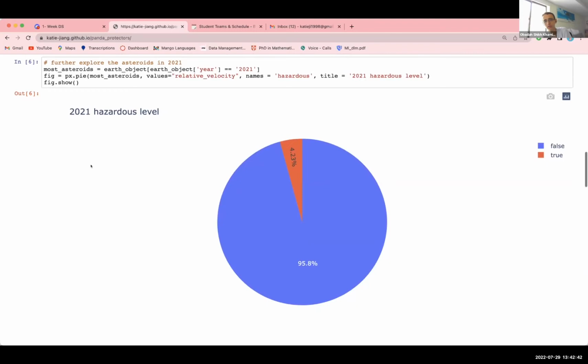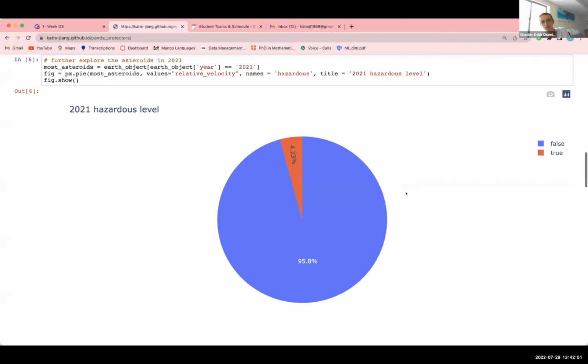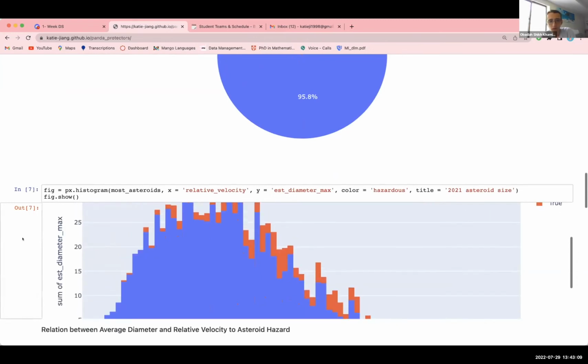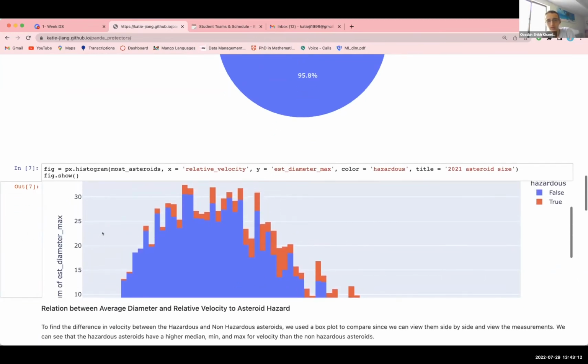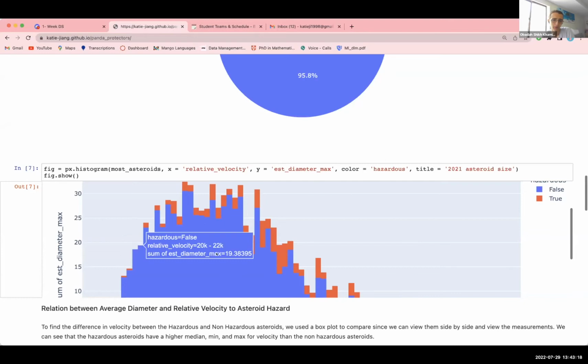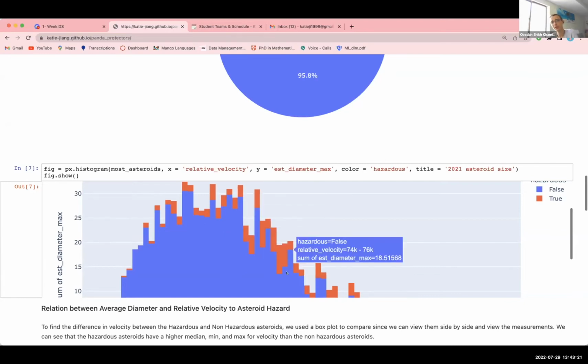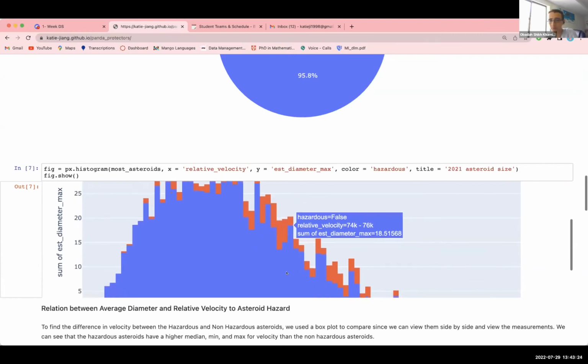So we put the data above into a pie chart in order to determine the percentage of asteroids that are hazardous or non-hazardous. And as you can see, only around 5% at most are hazardous at all, and pretty much none of them actually do hit the Earth. Moving on to the next graph, we plotted the relative velocity and the estimated maximum diameter for each asteroid. Using that information, we tried to determine if that has an effect on whether it's hazardous or not.